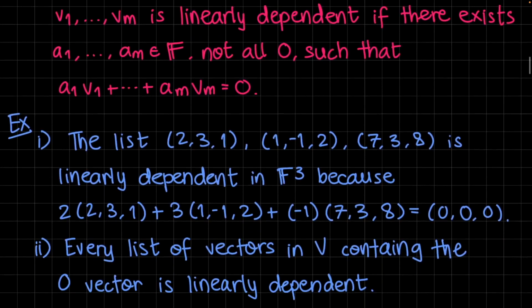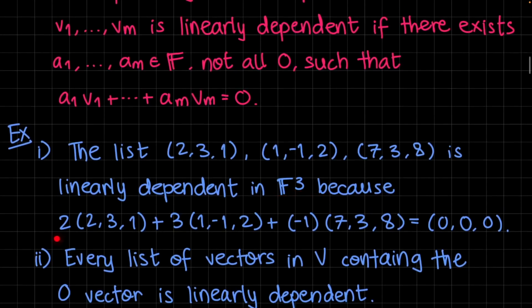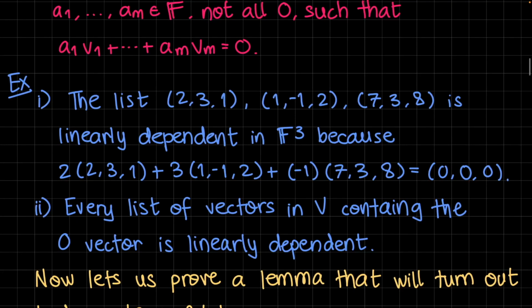An example of this is the list (2, 3, 1), (1, -1, 2), (7, 3, 8), which is linearly dependent in F3, because we have coefficients 2, 3 and -1, such that when you take a linear combination of these three vectors with those coefficients, you can write the zero vector. So there is a non-trivial way of writing the zero vector, and therefore they must be linearly dependent.